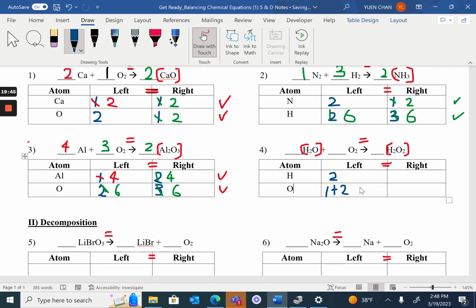Now, why do you want to write it that way? Because when you are changing the coefficient, you don't always need to change everything. Sometimes I only change the 1. Sometimes I change the 2. Sometimes I change both, but with different numbers. So you want to write them separately, then it will not bother you. All right. And then on the right hand side, I got 2 hydrogen and then 2 oxygen. All right, so this is what I start with.